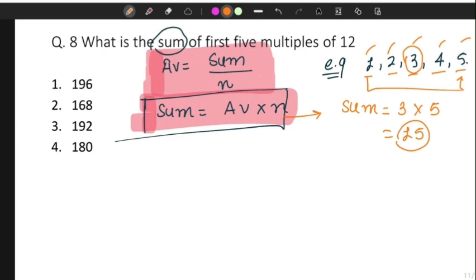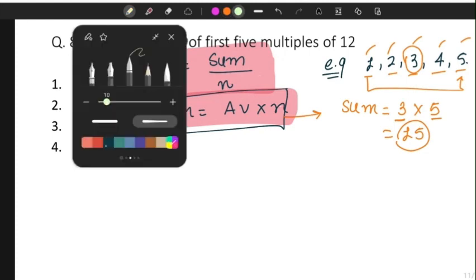Without calculating the summation, we can simply derive the sum by multiplying the total numbers into average. There were total 5 numbers, I have multiplied it with the average, that is 3. 5 threes are 15. So I am going to use the same technique for these multiples of 12.